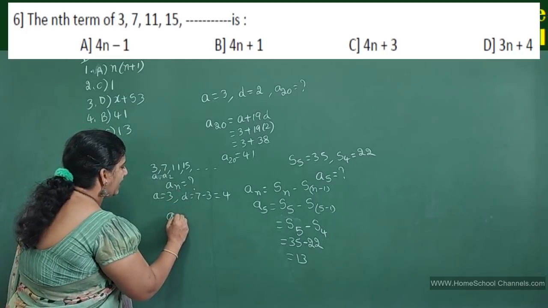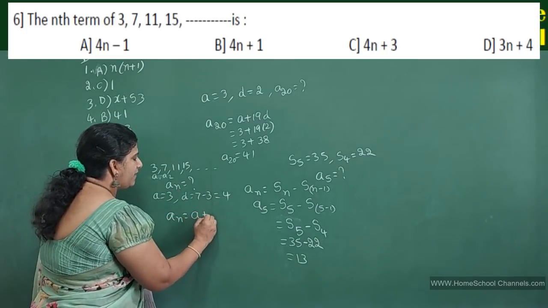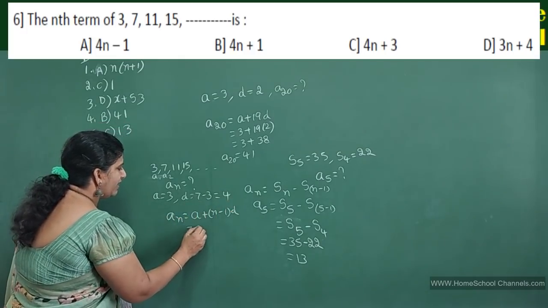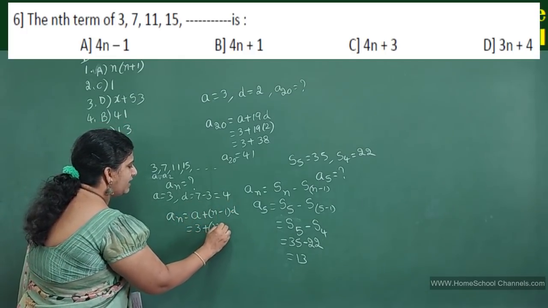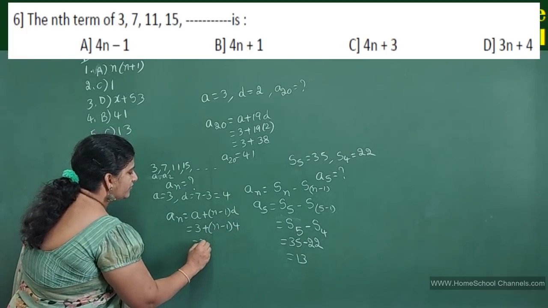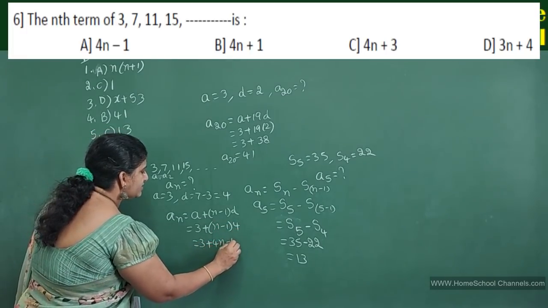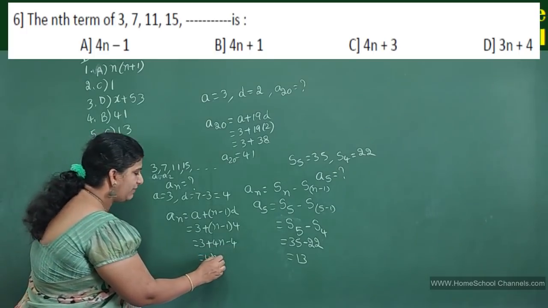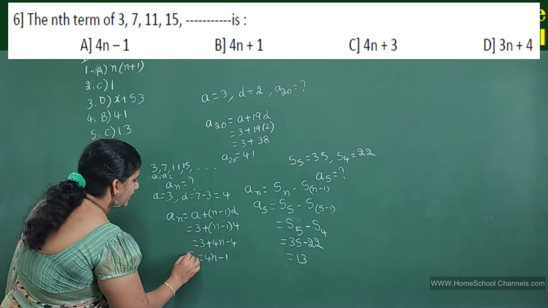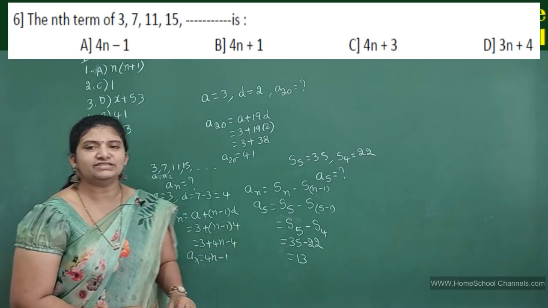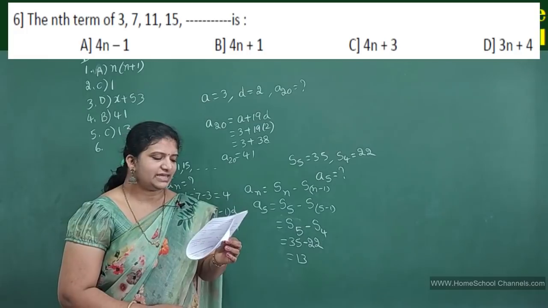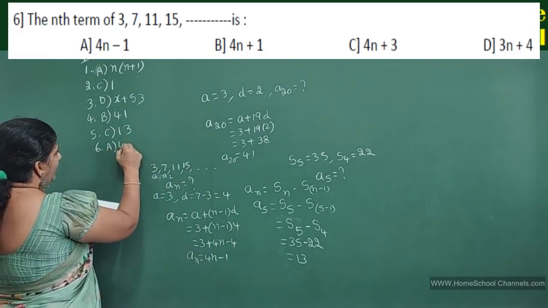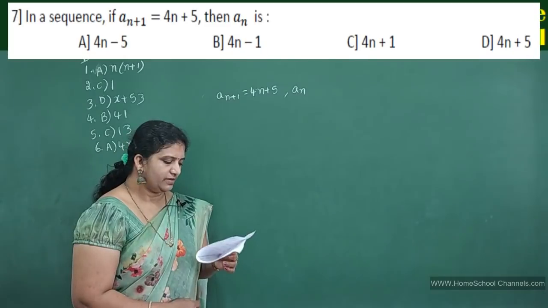And now AN formula is A plus N minus 1 into D. Substitute A and D value. 3 plus N minus 1 into 4. 3 plus 4N minus 4. That will be 4N minus 4 plus 3 will be minus 1. Therefore, nth term value is 4N minus 1. Check the answer. It is option A. Option A, 4N minus 1.